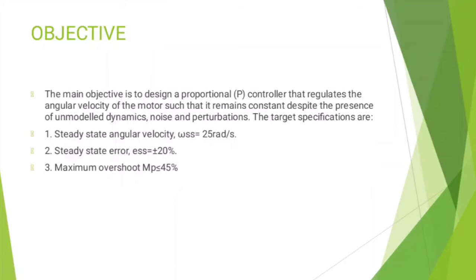The main objective is to design a proportional P controller that regulates the angular velocity of the motor such that it remains constant despite the presence of unmodeled dynamics, noise, and perturbations. The target specifications are: 1. Steady state angular velocity equal to 25 rad per second. 2. Steady state error of plus minus 20%, and maximum overshoot less than or equal to 45%.